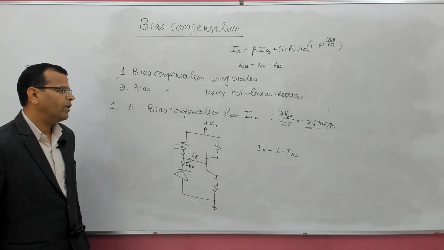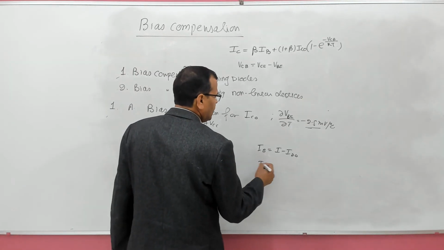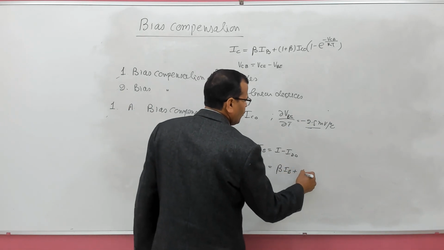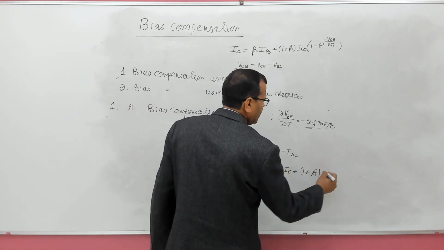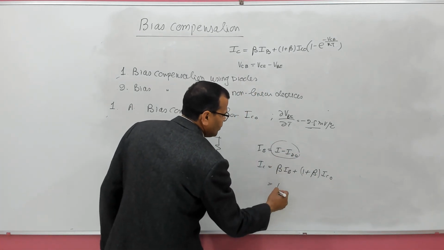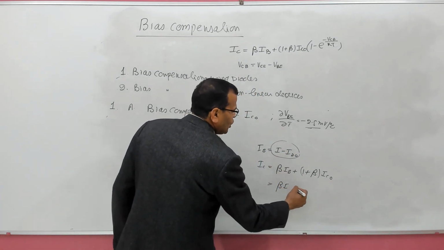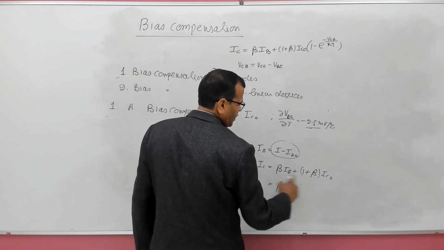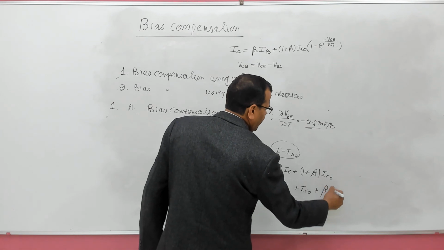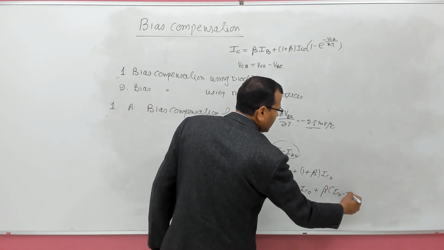Fine. And we know what IC is? IC is beta IB plus (1 plus beta) IC naught, and you can put this relation here. So this gives beta I plus IC naught plus beta into (IC naught minus ID naught).